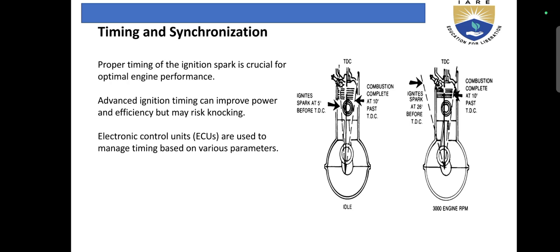Ignite the spark before TDC, with combustion completed 10 degrees past TDC. Ignite the spark at 26 degrees before TDC, with combustion completed 20 degrees past TDC at 3000 engine RPM, ideally between TDC and ATDC. Proper timing of the ignition spark is crucial for optimal engine performance, and ECUs are used to manage timing based on various parameters.